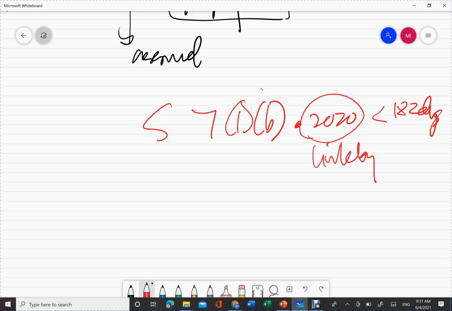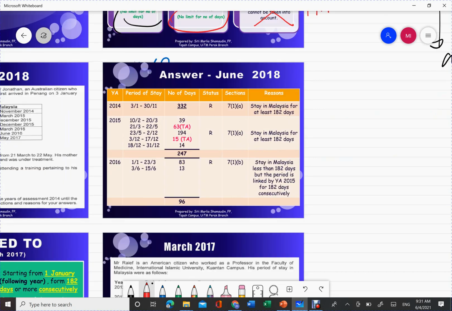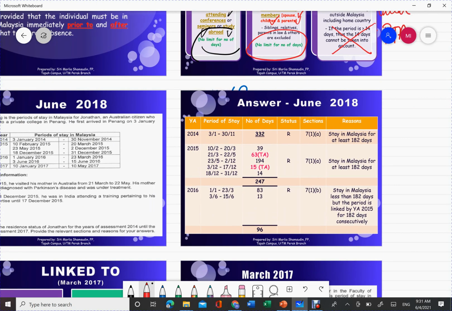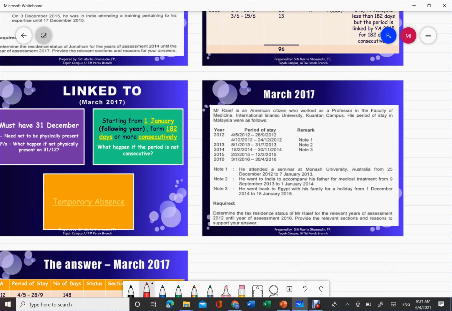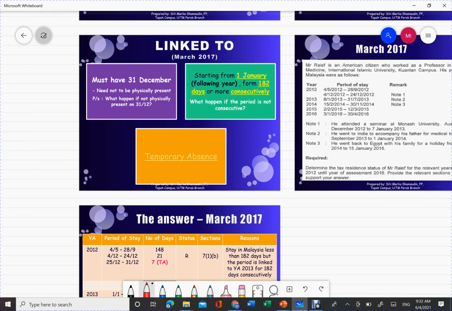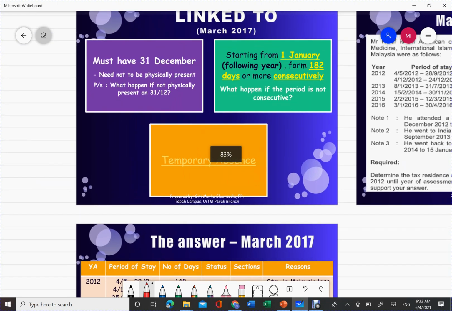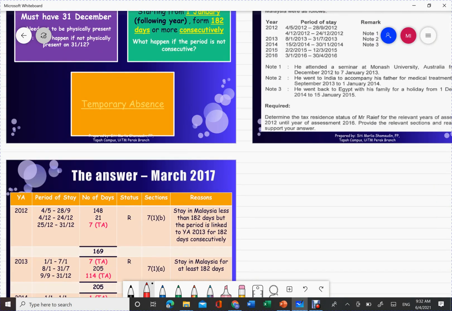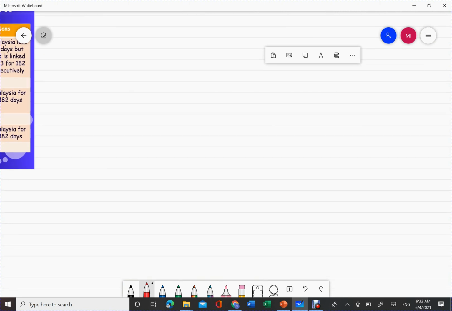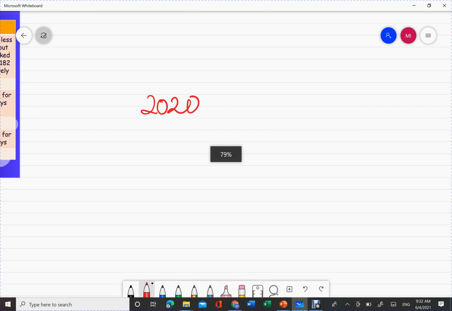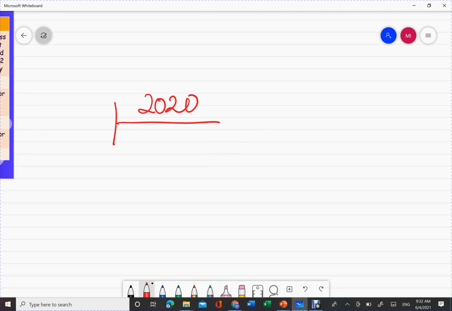We have already seen link by. Now let's take a look at a link to example. Let me explain the link to. The concept is the same. I will show you. Alright, so the year in question is year 2020. We are trying to decide whether in 2020 the person is a resident or not. Starting from 1st January until 31st December, what happened? They were in Malaysia only during this period.